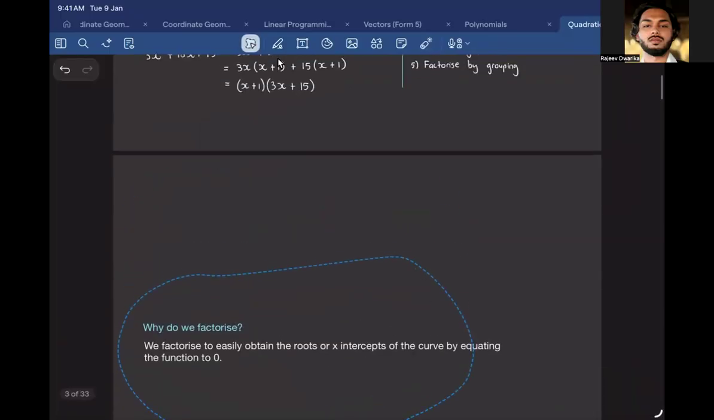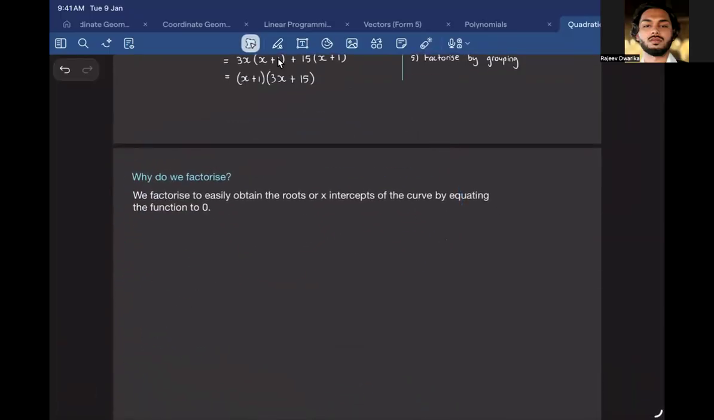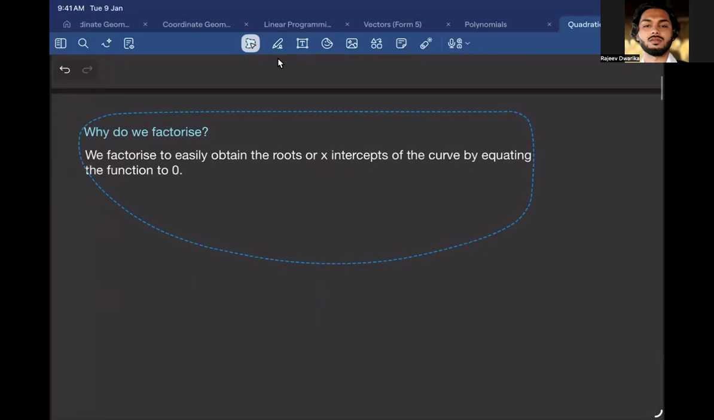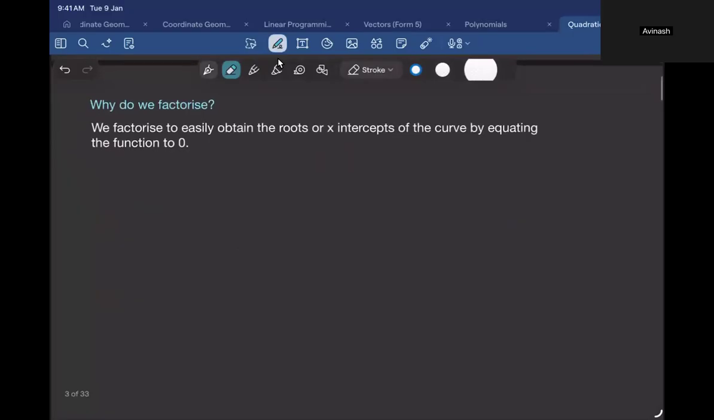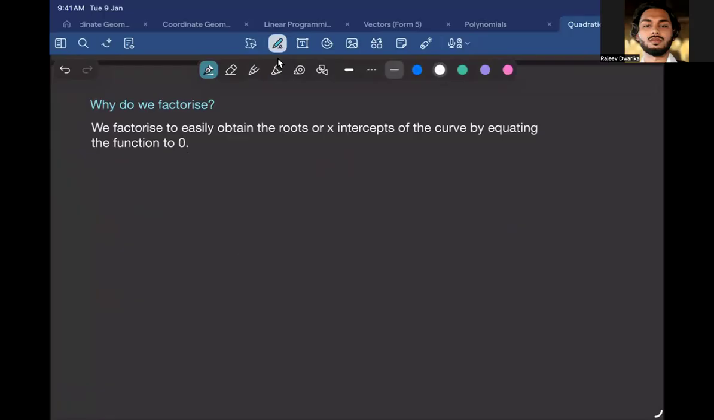Right, so on to this. Why do we factorize? Sheena and Serena, this is essentially what I just explained to you, right? So I can relax. Avinash, you're probably wondering why we're factorizing. Kind of understand why? All right, that's good. We factorize so that we could easily obtain the roots or the x-intercepts. Let me explain what I'm talking about.